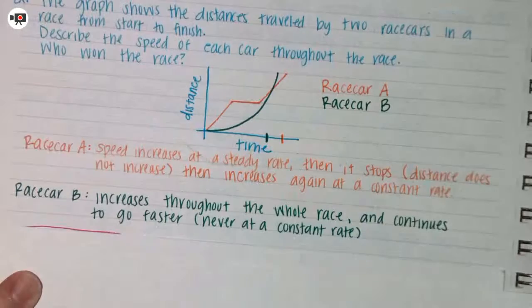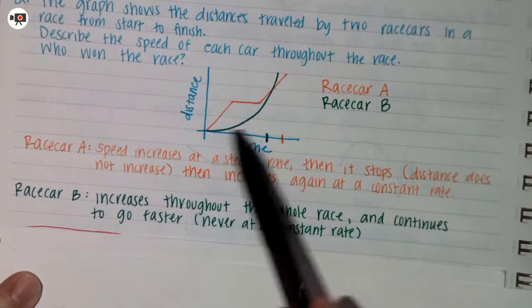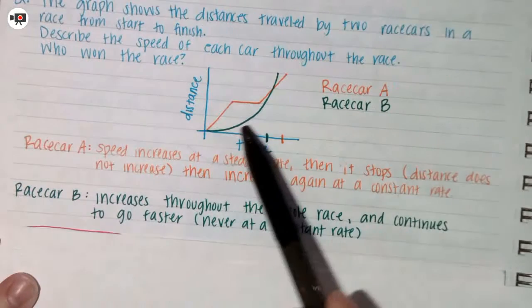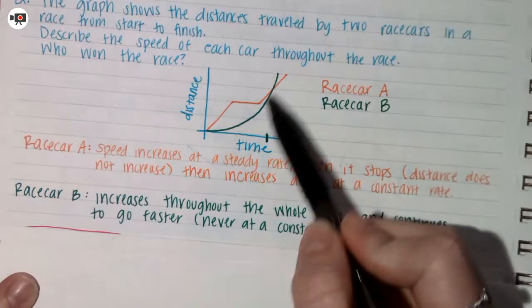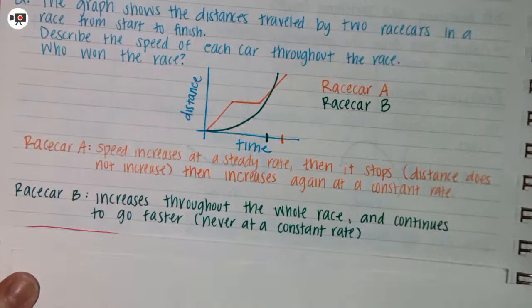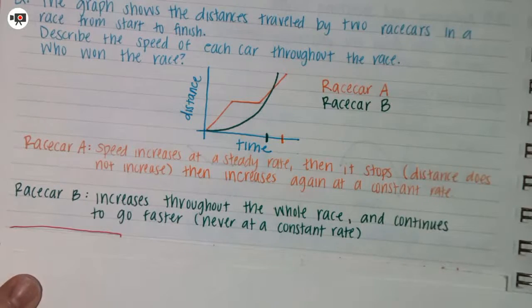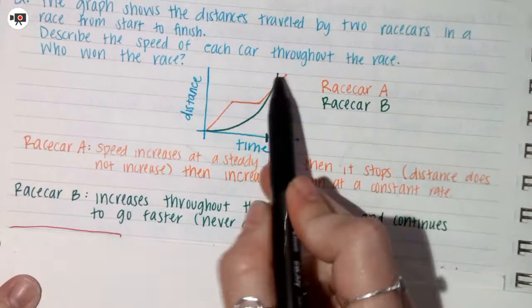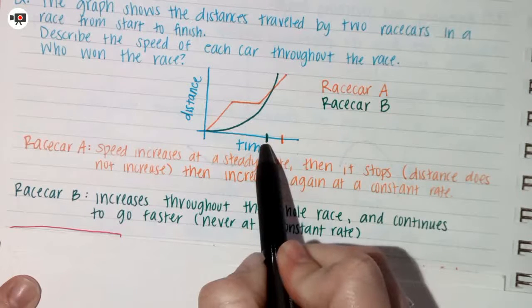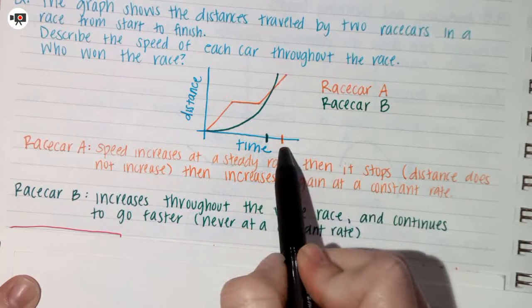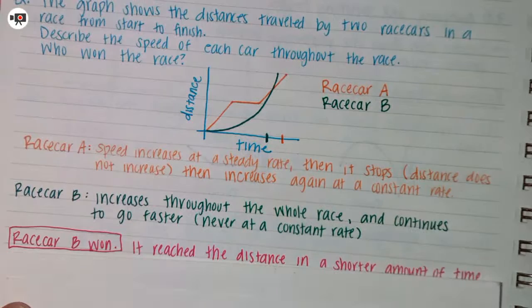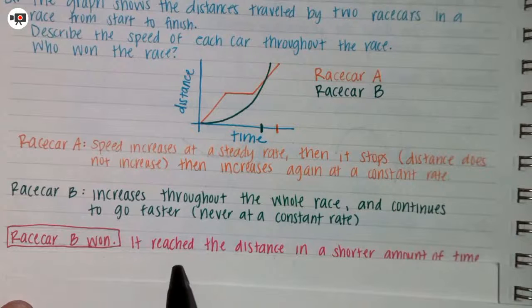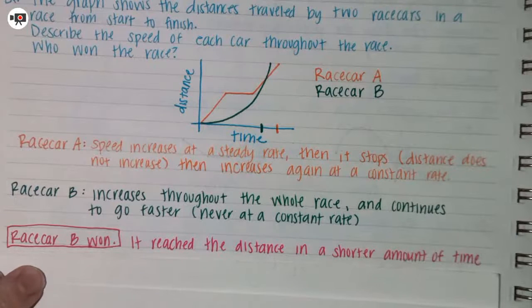Race car B increases throughout the entire race and continues to go faster and faster, never at a constant rate. So B is never a straight line, so there's never a constant rate there. To figure out who won the race, we have the time for race car B was down here, and then the time it took for race car A was a little bit more. So we know that race car B won because it reached the distance in a shorter amount of time.